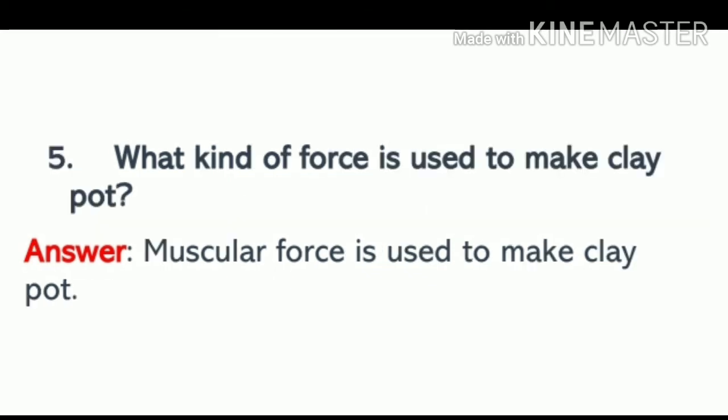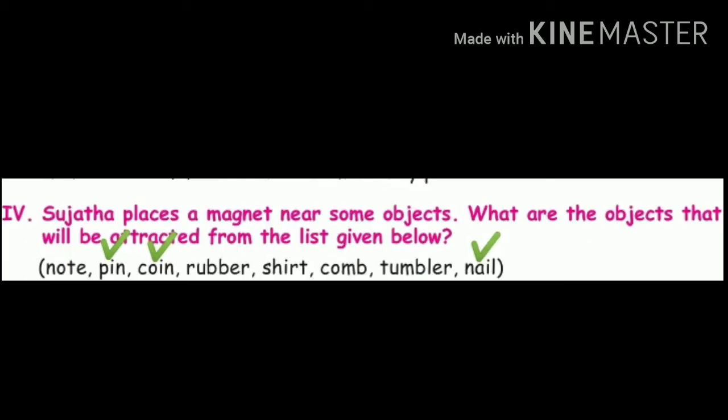The fifth one, what kind of force is used to make clay pot? The answer is muscular force is used to make clay pot. The next one is, Sujata places a magnet near some objects. What are the objects that will be attracted from the list given below?